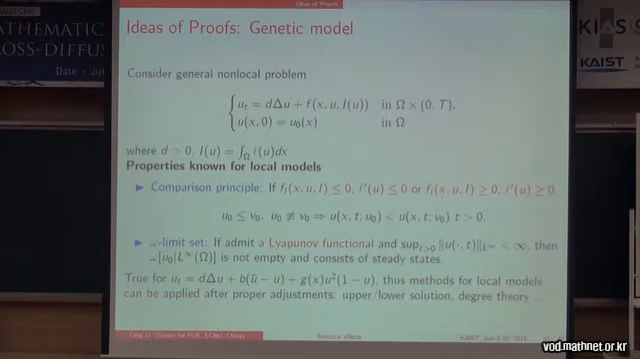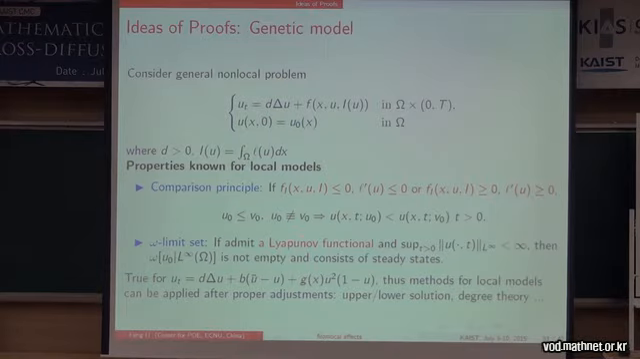So first, for the genetic model, instead of the genetic model, we can consider a more general non-local model. You'll see there are some properties which are well known for local models, like a comparison principle and the properties of the omega limit set. However, for non-local models, this is not always true. For the comparison principle, there are some actual conditions here.